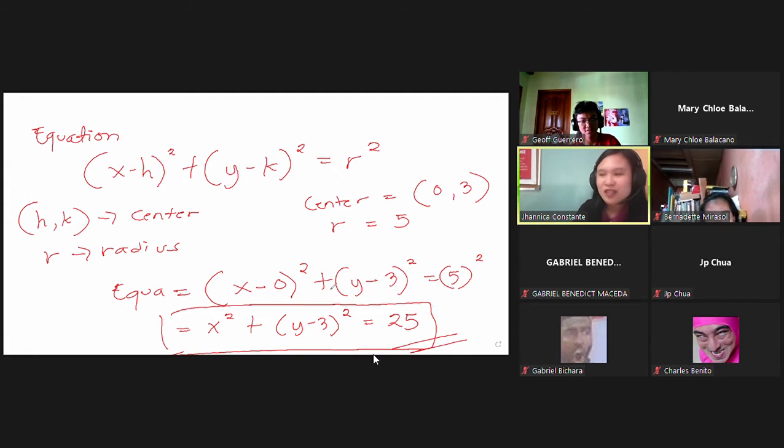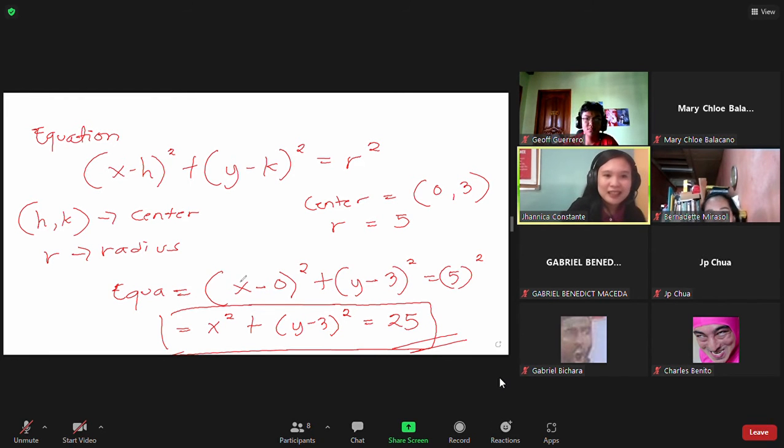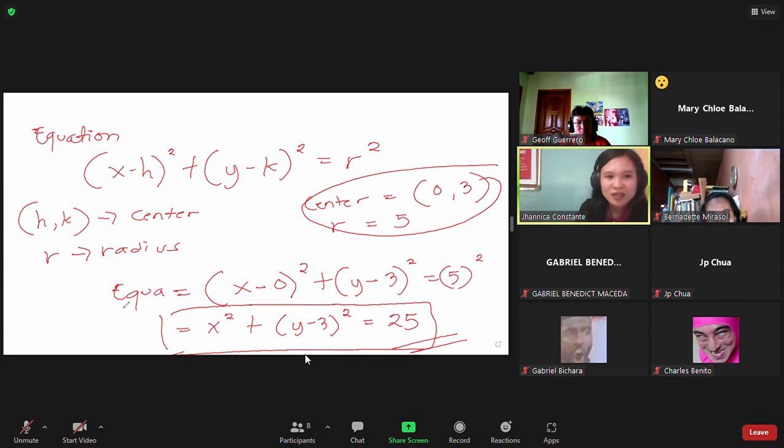Okay? No need to expand the y minus 3 squared, since we're just looking for the standard form of the equation. Okay? So when the given are the center and the radius, it's easy to get the equation.